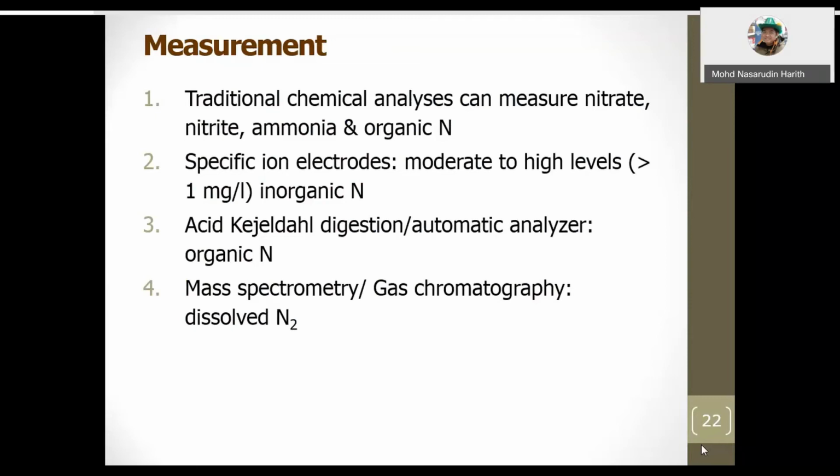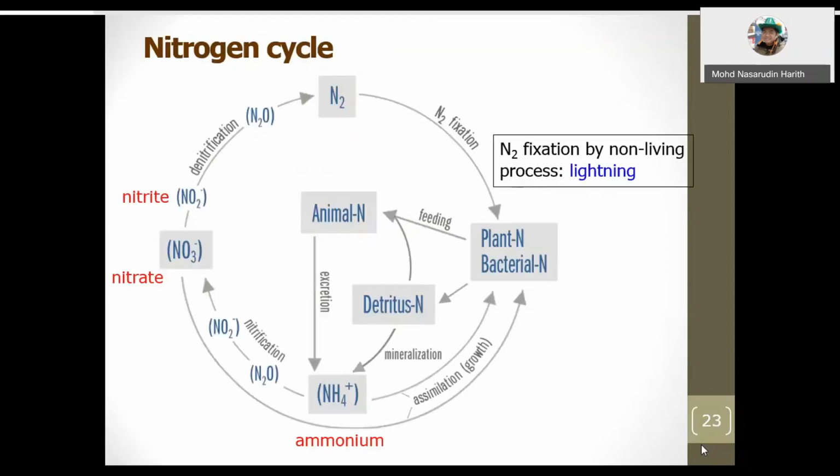We can also use acid digestion or an automatic analyzer that can measure organic nitrogen. We can also use mass spectrometry or gas chromatography to measure dissolved nitrogen. These are the complex nitrogen cycles.